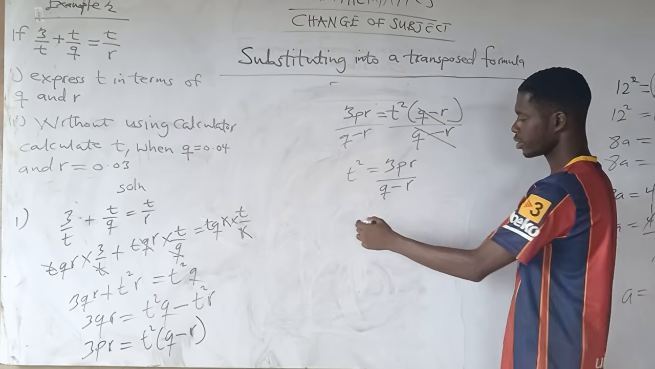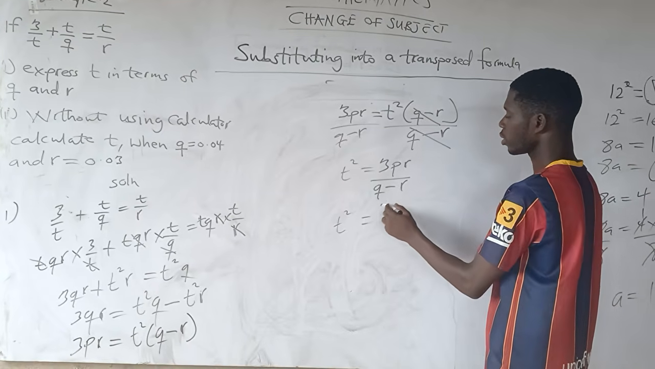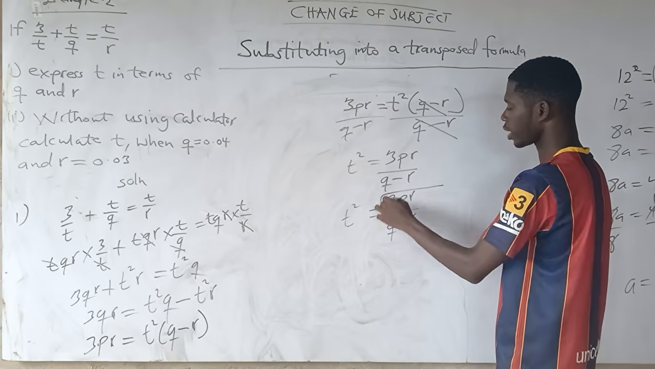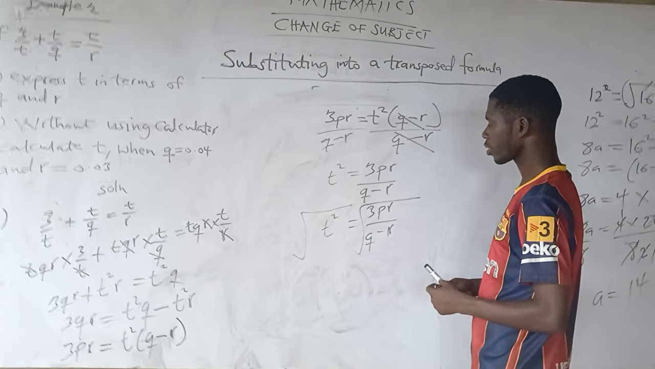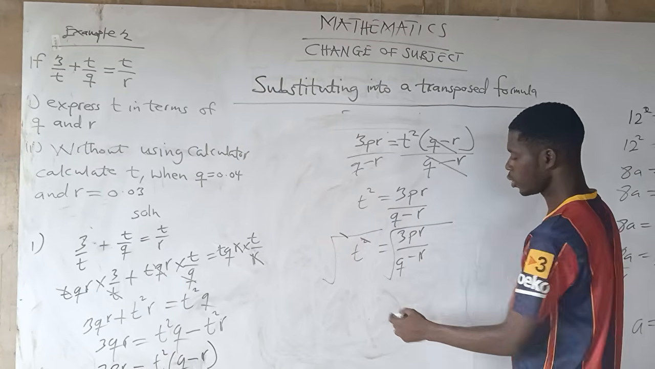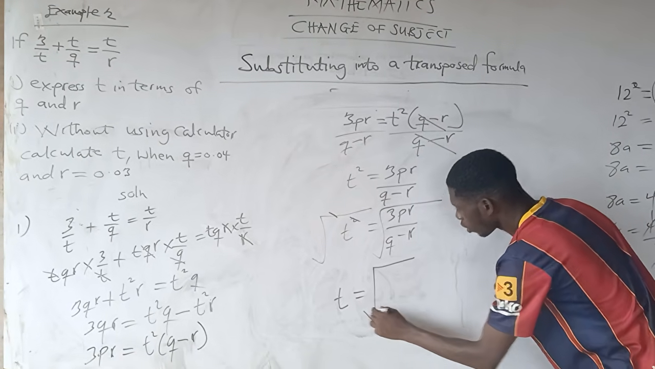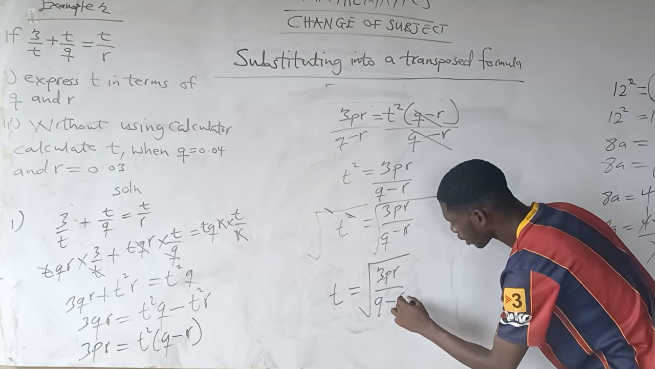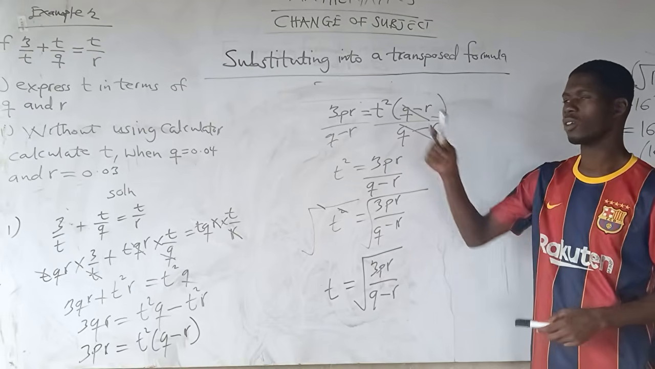So you square root both sides. T squared equal to 3pr over q minus r. You square root both sides, so the square and the root cancel. Therefore, t is equal to root of 3pr over q minus r. So that's the final answer, making t the subject of the formula.